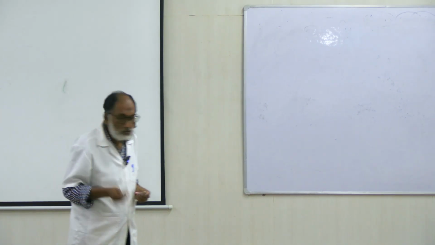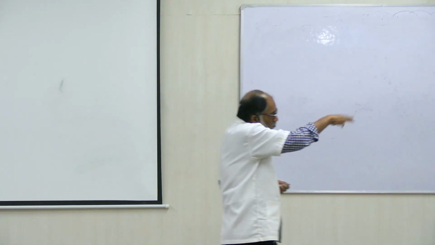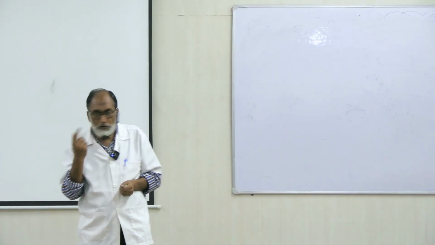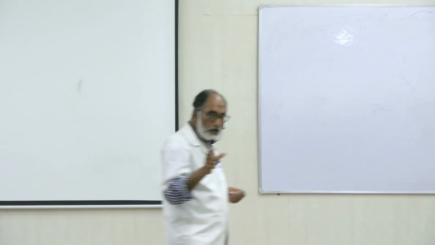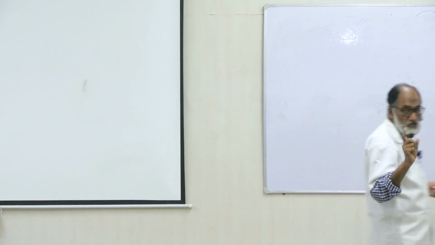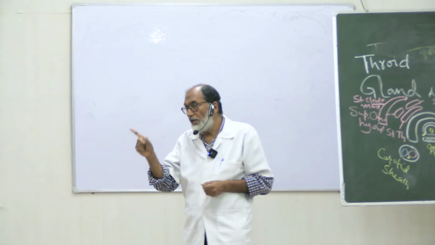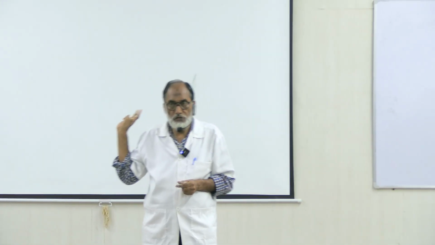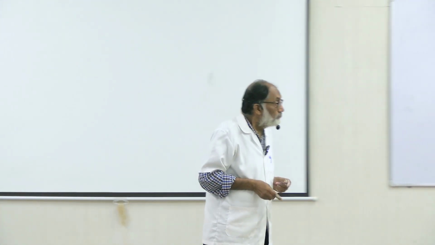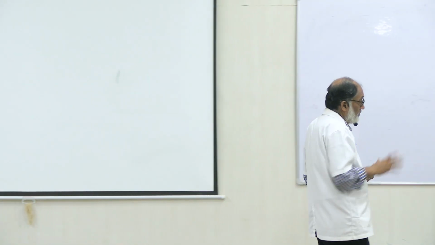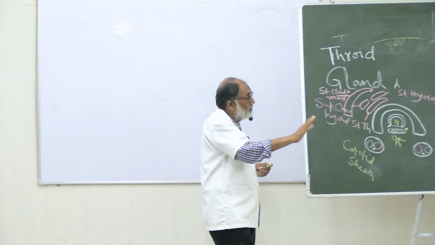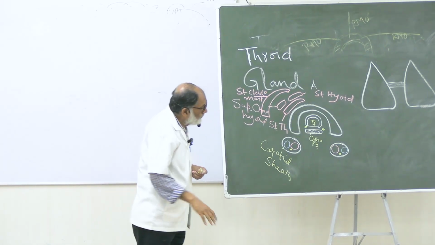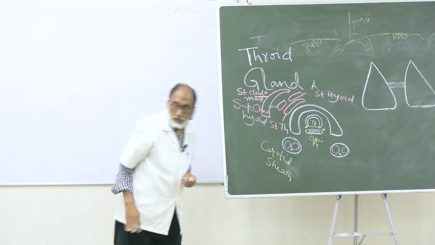What are these two muscles? It is not shown in this picture, but one is cricothyroid muscle and the other is inferior constrictor. Cricothyroid and inferior constrictor lie in relation to the medial surface, right? So these are the medial relations. And the anterolateral relation I have already told you, and the posterior relation is that.